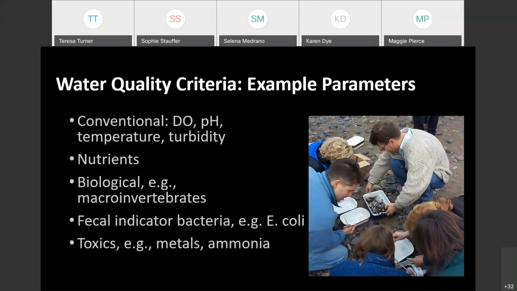And then this slide is just illustrating different types of parameters for which water quality exists. There's DO, or dissolved oxygen, pH, temperature, and turbidity. We call those conventional parameters. Nutrients like phosphorus and nitrogen. You can even have criteria for biology like macroinvertebrates or fish or algae. There are criteria for fecal indicator bacteria like E. coli and enterococci. And then there are toxics criteria for things like metals and ammonia.